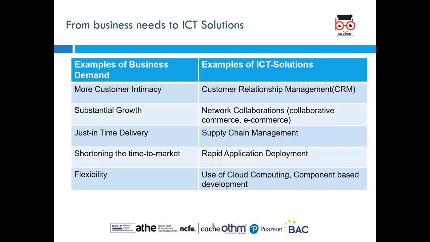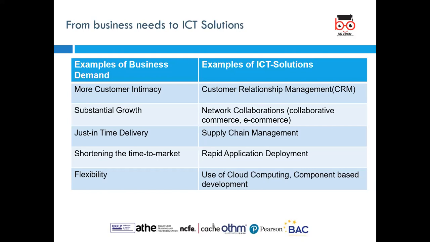So here we have some examples of business demand and how ICT comes up with a solution for it. When we have high customer demand, we as a business will be required to work with CRM software such as Zoho, Salesforce, HubSpot, and many others. Then if we have substantial growth, we need network collaboration, where we collaborate with different platforms and e-commerce platforms, which will allow us to sell products or services in a more efficient way.